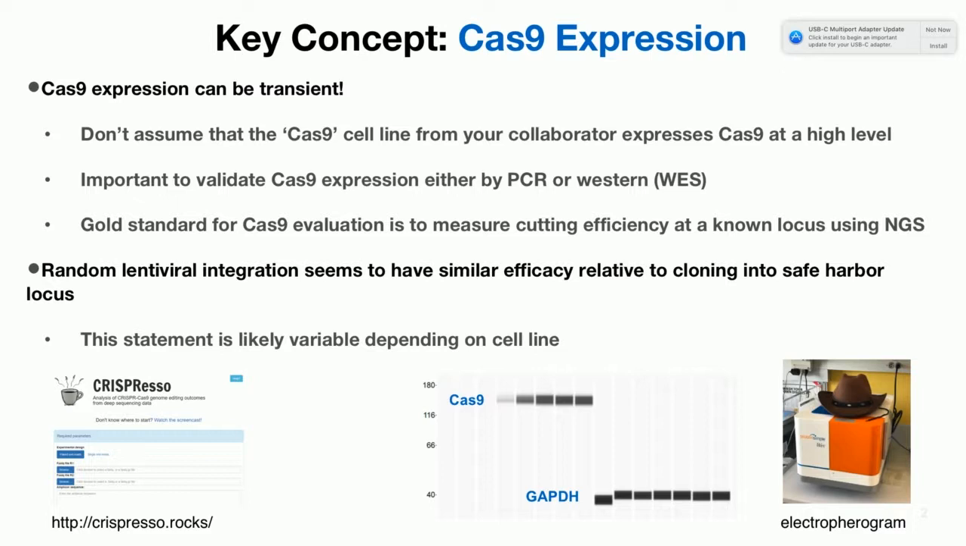In our experience, we found that using a lentivirus to randomly integrate Cas9 into the genome gets you as much Cas9 and as stable Cas9 expression as cloning Cas9 into a safe harbor locus like AAVS1, although that result is likely cell line dependent. But at least in our experience, we've done just as well with random integration of Cas9 with lenti.